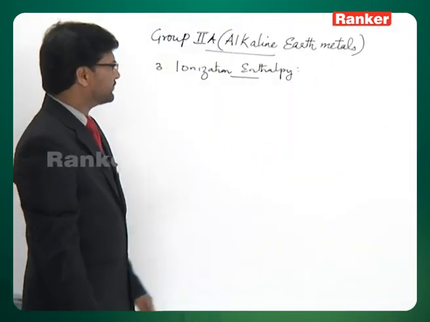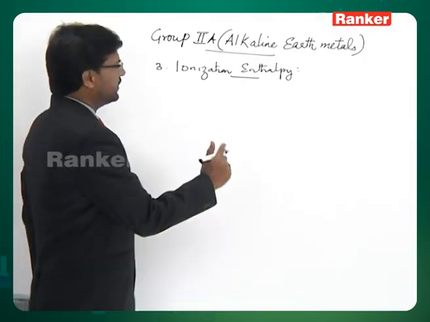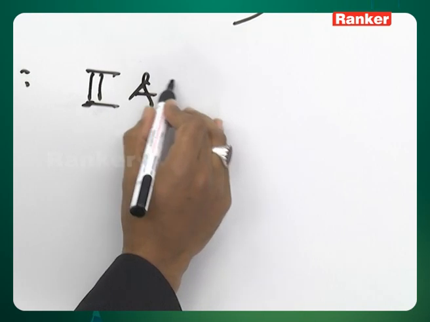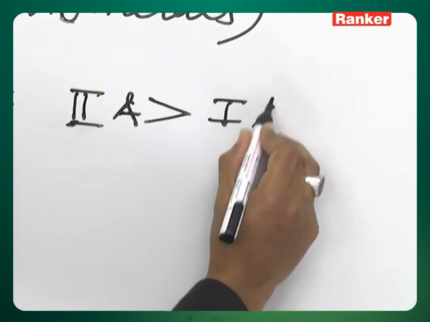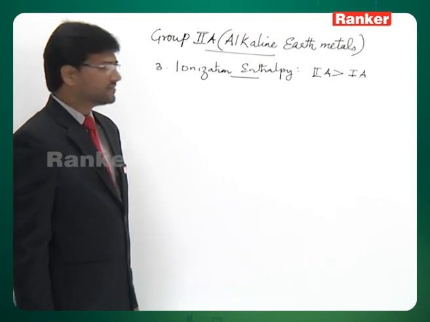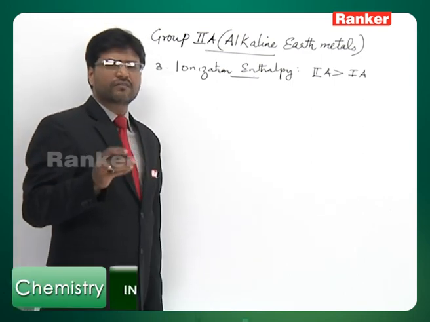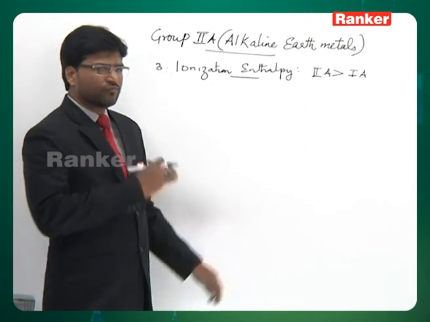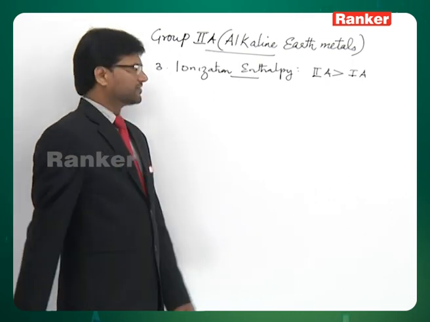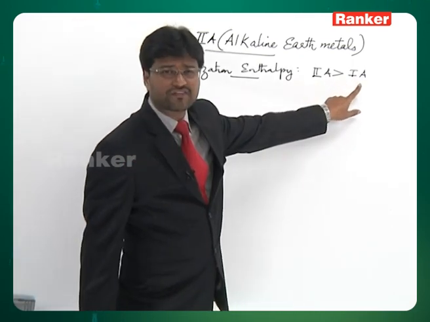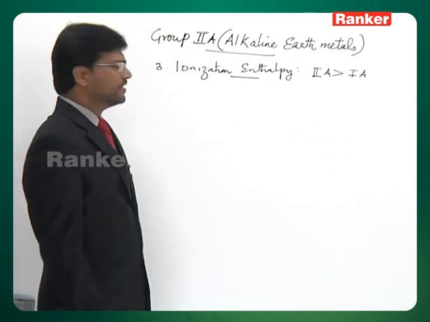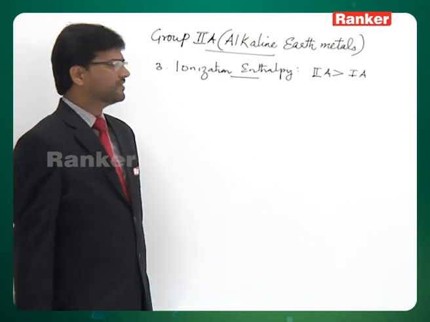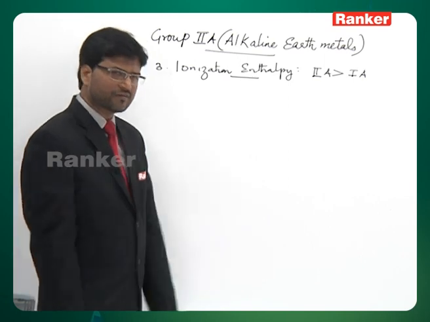The next property we are going to discuss is ionization enthalpy. Here also you can compare 2A and 1A metals. 2A metals have higher ionization enthalpy than corresponding 1A metals. We have already said that in any period, 1A metals have the lowest ionization enthalpy. So as you move across a period, ionization enthalpy increases. Therefore, 2A metals have higher ionization enthalpy when compared to corresponding 1A metals. So if you compare beryllium and lithium, the ionization enthalpy of beryllium is greater than that of lithium. Similarly, magnesium is greater than that of sodium.